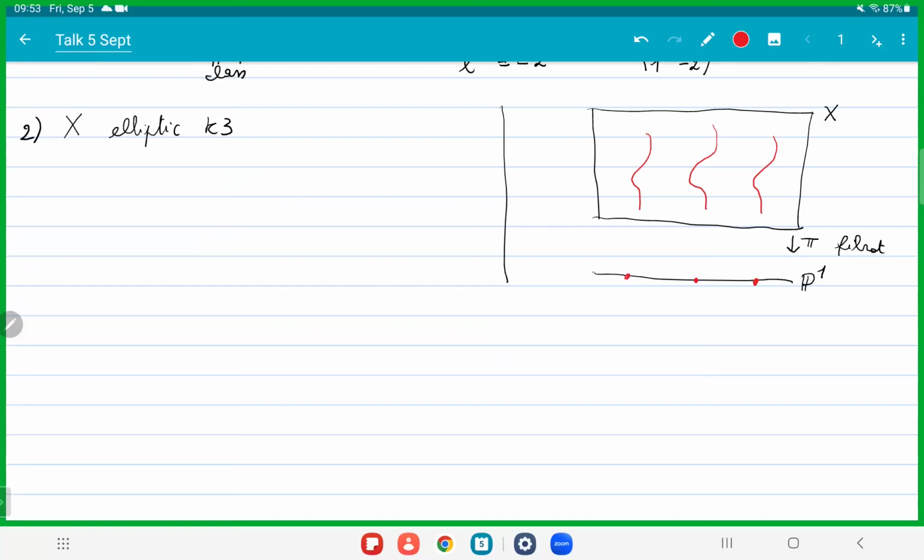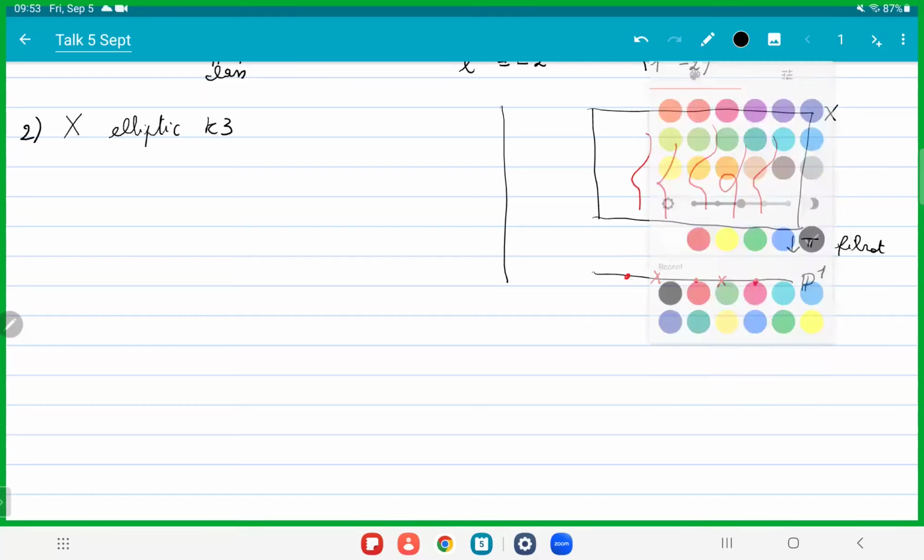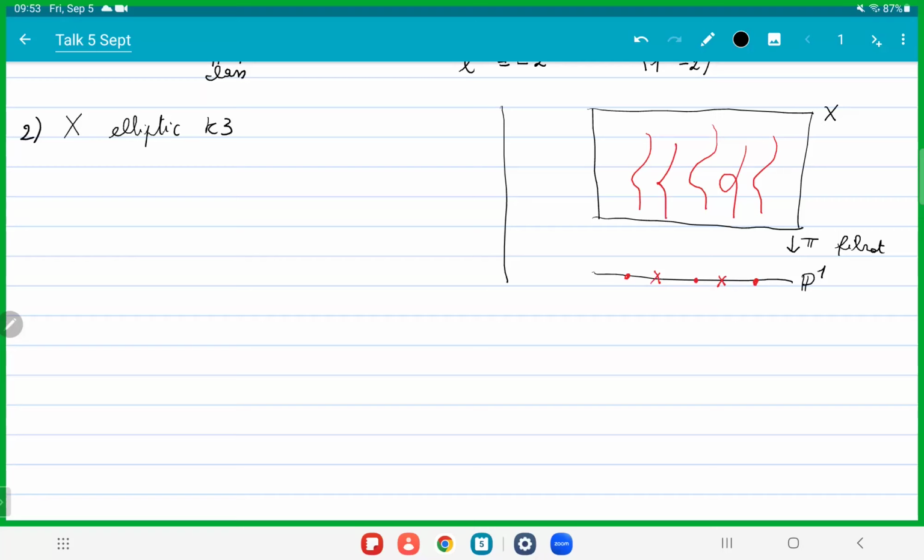But of course, there might be singular fibers. Let's say we can have a nodal fiber here. We could have a cuspidal fiber here. And we could even have more complicated fibers. But let me just draw this for now. So an elliptic fibration is just a map to P1 whose fibers are generically smooth elliptic curves.